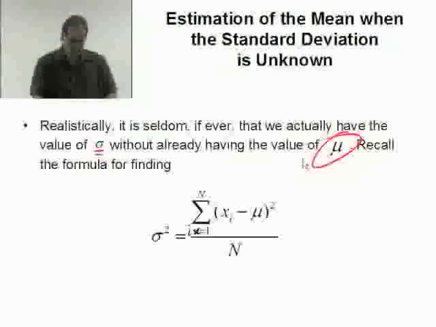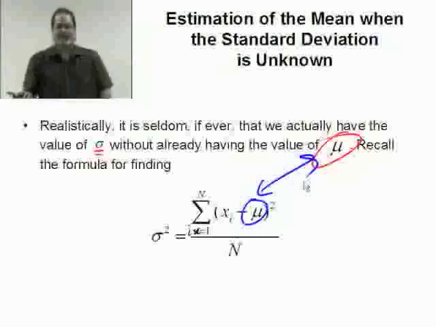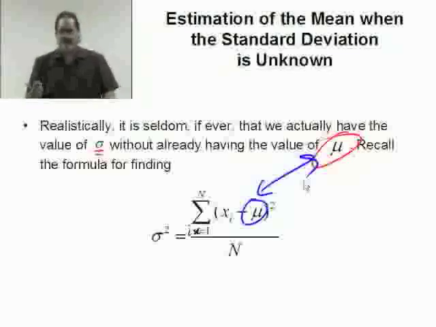Well, look what's right in the middle of this calculation, mu. We're trying to estimate mu. Well, if you have sigma, you already calculated sigma, then you must have mu. So why are you trying to estimate mu if you have mu? So it doesn't make a lot of sense. It's very rare that we have a value for sigma without having mu.